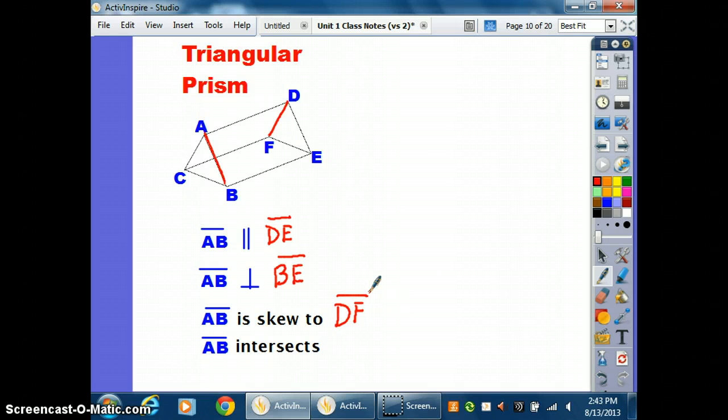All right, and then the last one. What segment intersects with AB? Well, there's a couple of them. Okay? AC does and BC.